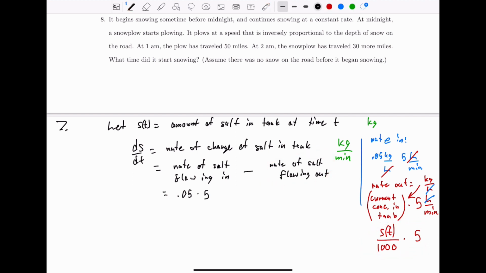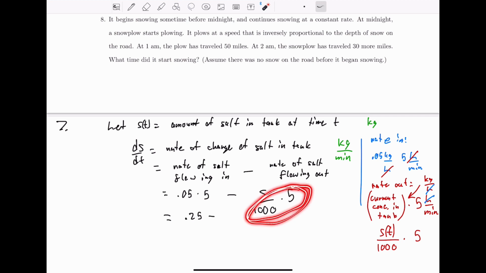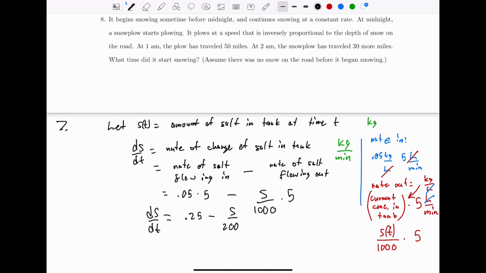Now we can write this as S divided by 1,000 times 5. We can simplify a little bit here. 5 times 0.05 is 0.25. And then the 5 divided by 1,000 simplifies to be 1 over 200. So we can write this second term as S divided by 200. And this equals dS/dt.